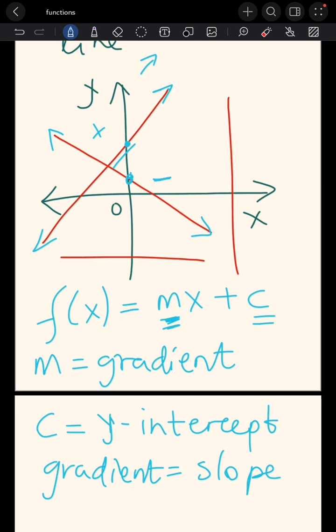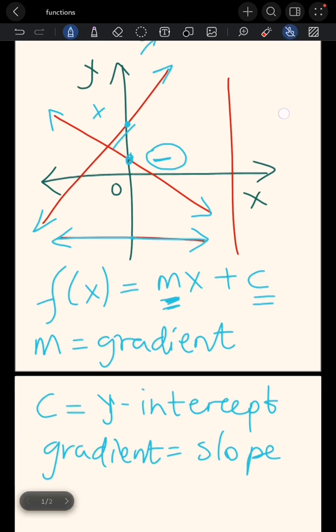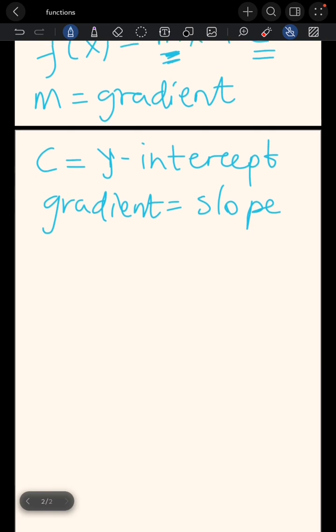So any line that is higher on the left hand side and then lower on the right hand side is going to have a negative gradient. Any line that is lower on the left hand side and higher as it goes to the right has a gradient of positive. It doesn't matter what the value is, but it's going to be a positive gradient. That means m is going to be greater than 0. Any line that is parallel to the x-axis has a gradient of 0. This line here has a gradient of 0. So its equation is just going to look like this.